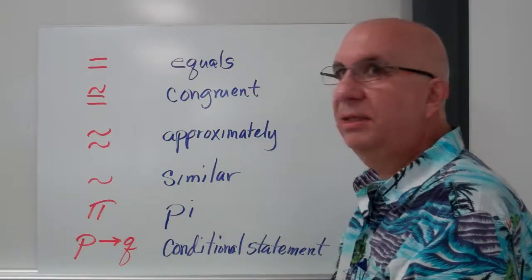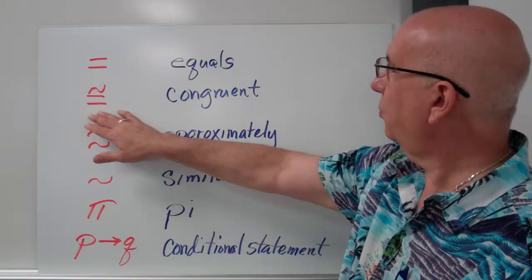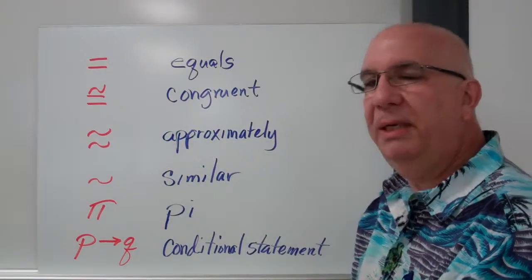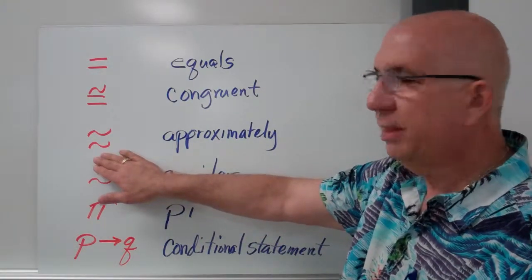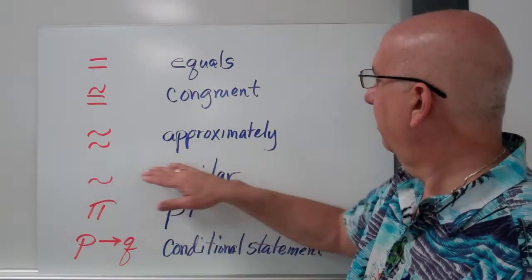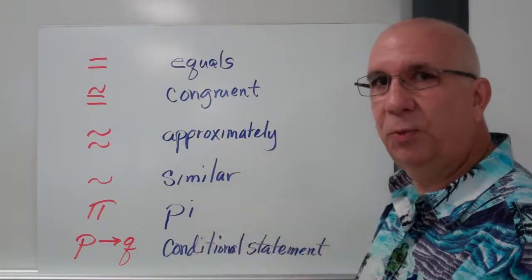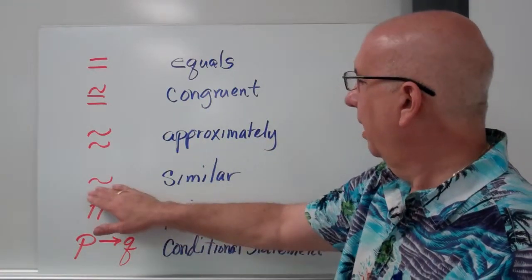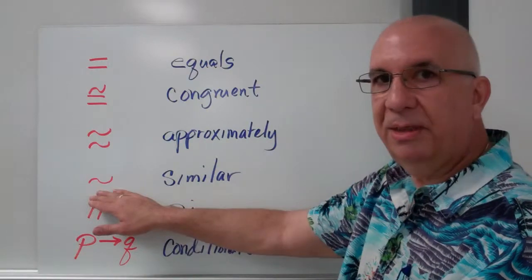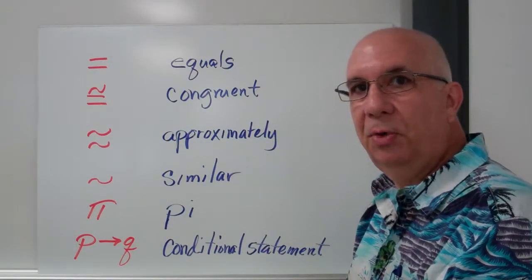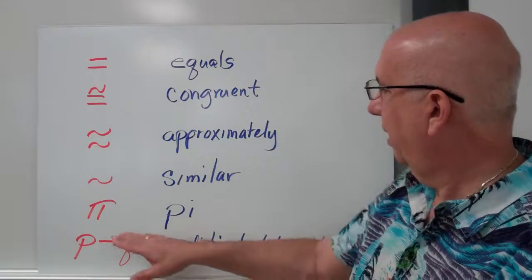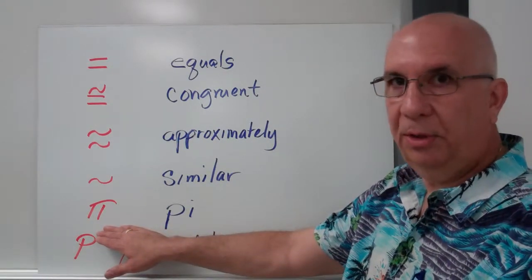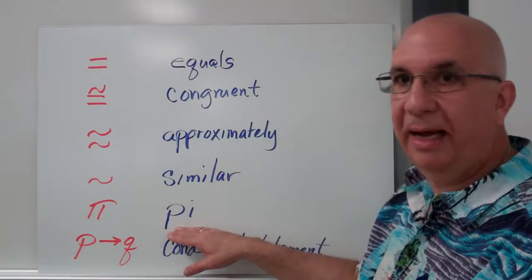The next symbol is equals. The next one is congruent. Congruent means it's absolutely equal in every way. The double tilde, or the double squiggle here, means approximately. It's roughly equal to. The single tilde is a symbol for similar. That means that 2 or more numbers or lengths are in ratio. The next symbol you've seen before and used is pi.